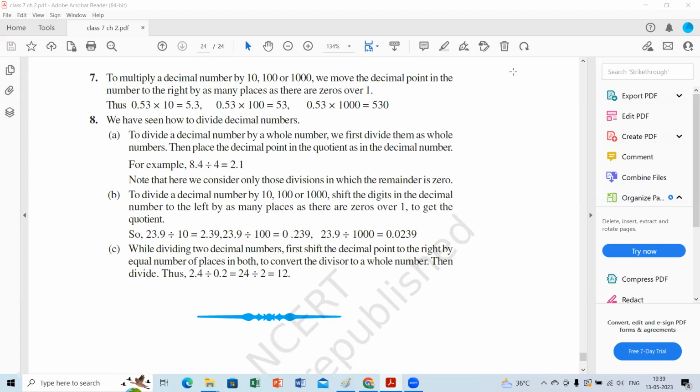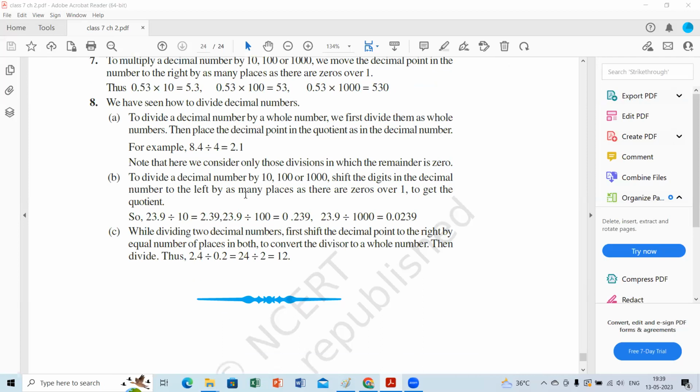To divide a decimal number by 10, 100 or 1000, shift the digits in the decimal number to the left by as many places as there are zeros over 1 to get the quotient. So 23.9 divided by 10 is equal to 2.39. Very good. 23.9 divided by 100 is equal to 0.239. 23.9 divided by 1000 is equal to 0.0239.